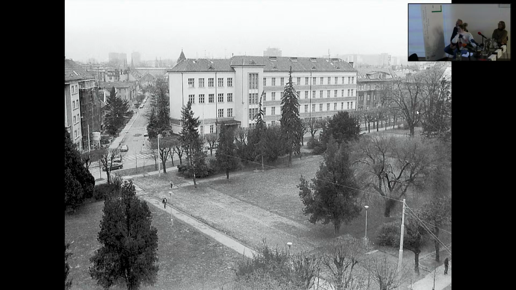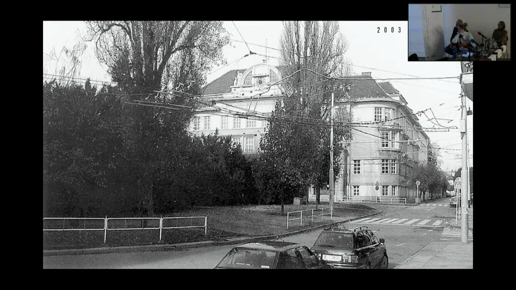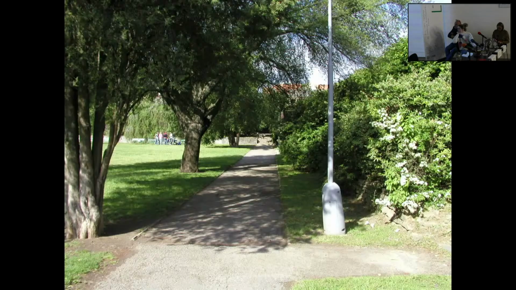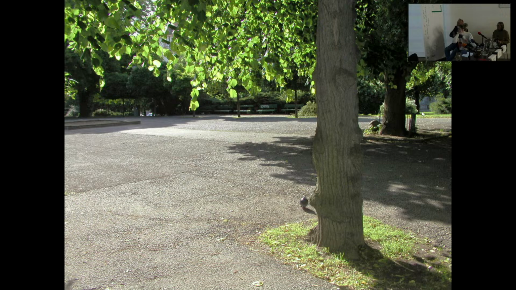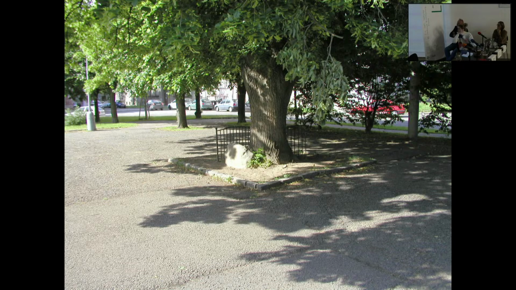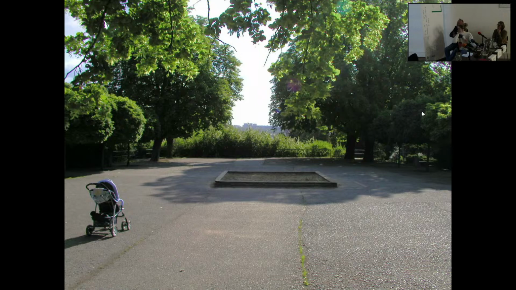And so this is how the space was in 2003. It was some time before the architectural competition was called for, and so the space was filled with multiple additions. Most of the surfaces were made from asphalt because it was easiest for maintenance.